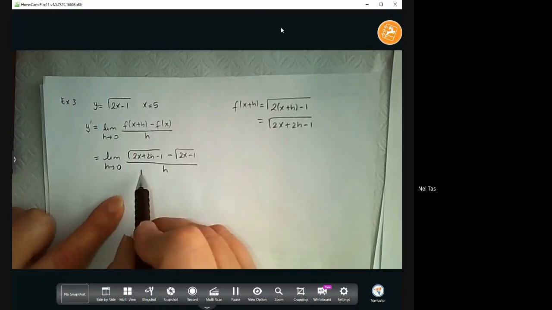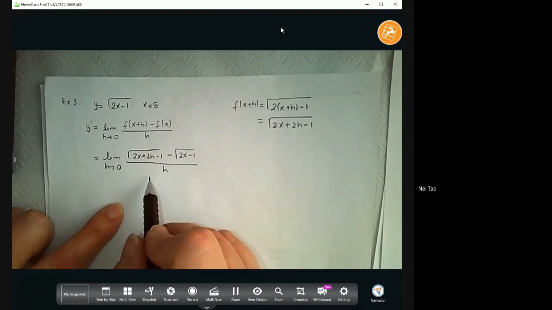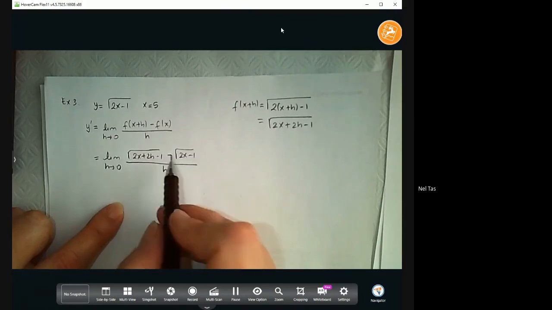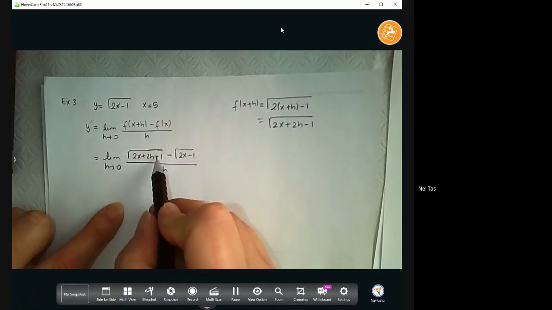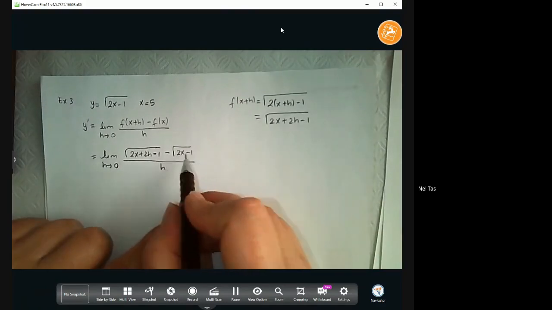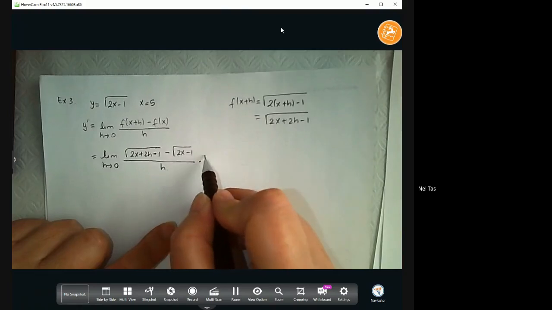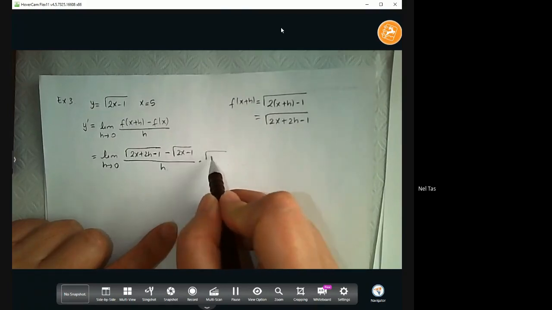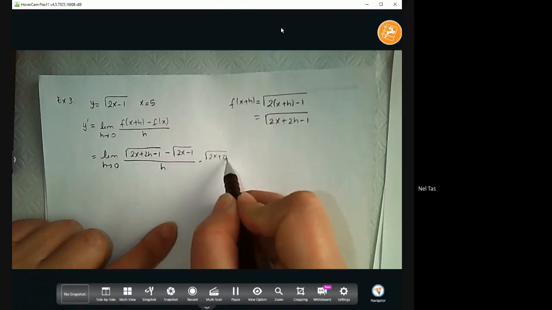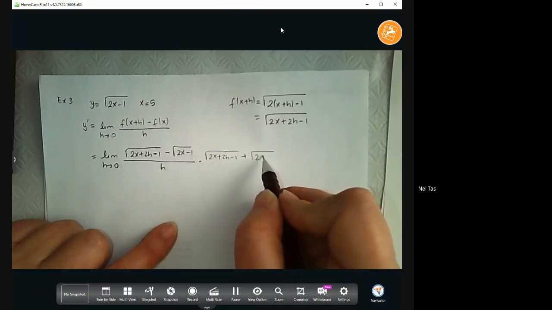If you substitute 0 now, you get 0 over 0. So you need to get rid of this situation. How are we going to do it? We are going to rationalize the numerator. We are going to multiply by the conjugate of the numerator. So times square root of 2x plus 2h minus 1 plus square root of 2x minus 1.